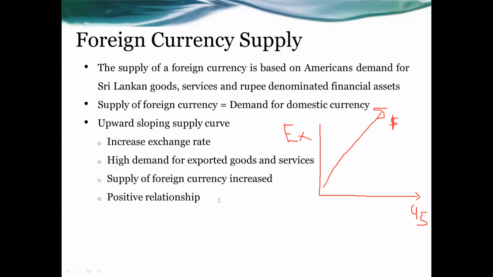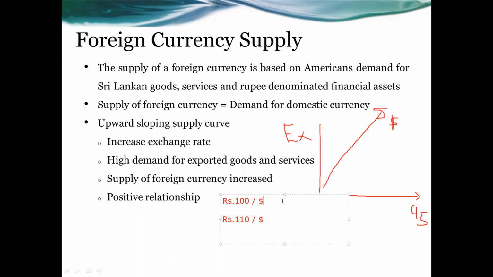Now we take the same example. For example, earlier we had an exchange rate of 100 rupees per dollar. Now the exchange rate increases to 110 rupees per dollar. Now when the dollar price in Sri Lankan rupees increases, when the exchange rate increases, what can we see for a dollar price?